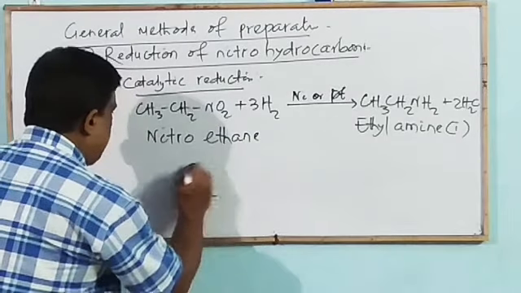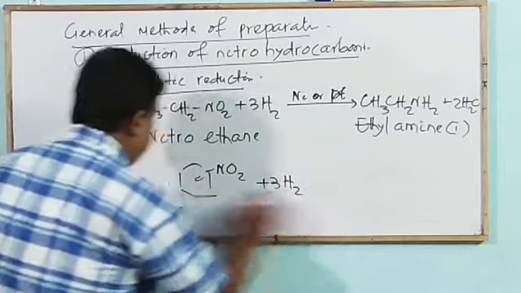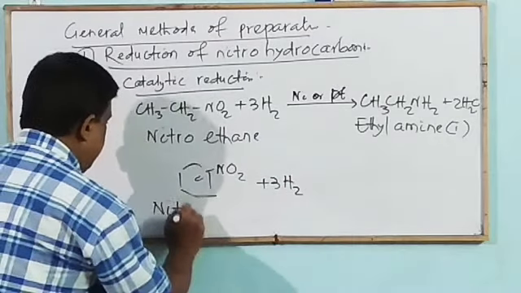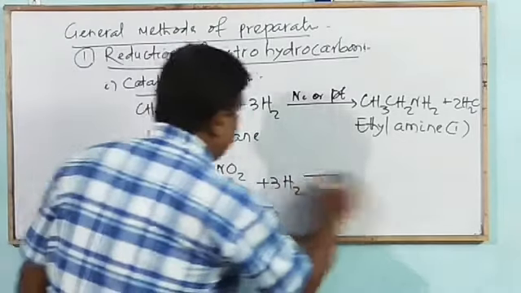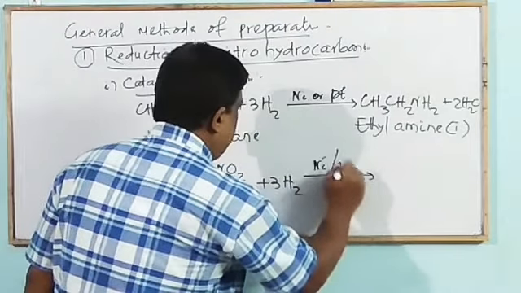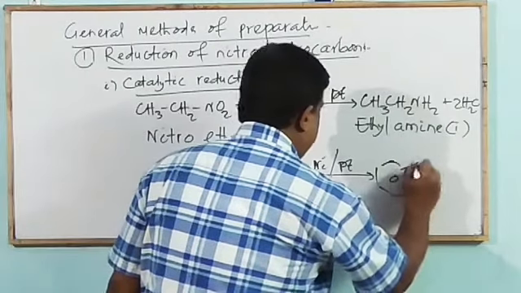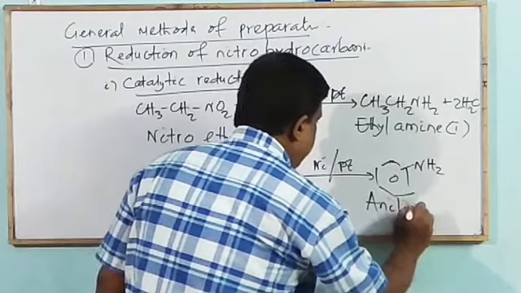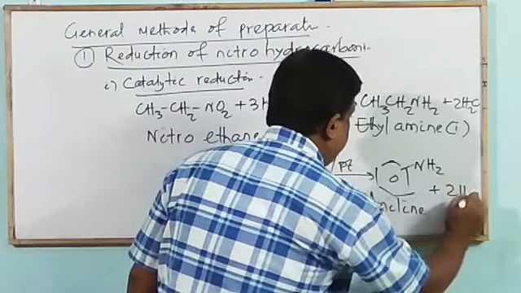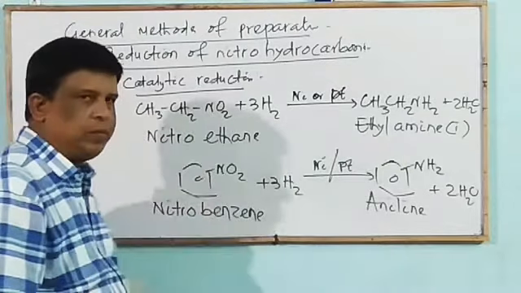Similarly, if we select nitrobenzene, in presence of nickel, platinum, what happens? Aniline is formed. Aromatic amine or aniline is formed. It is the first sub-point, that is catalytic reduction.